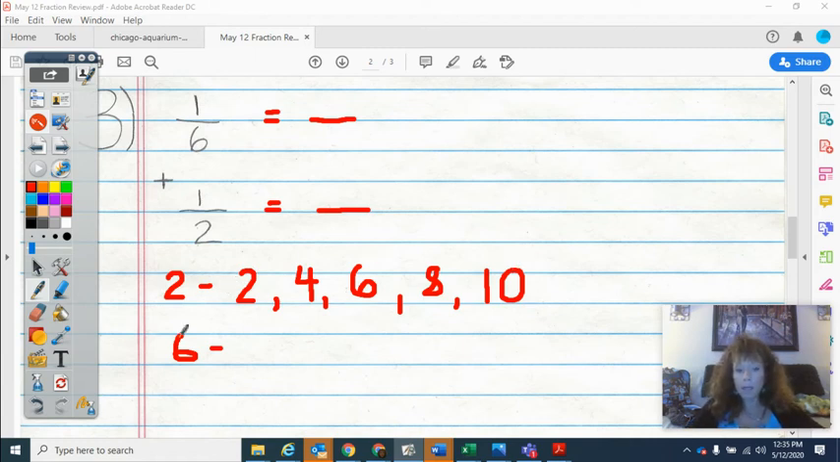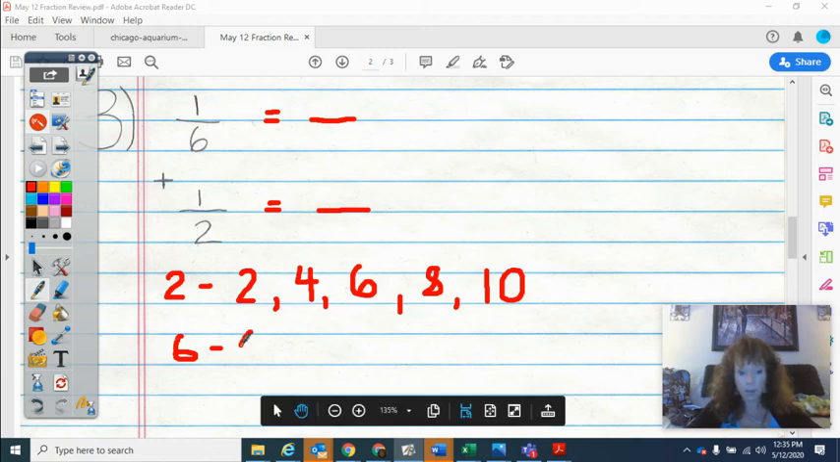So now I'm going to list the multiples of 6, starting with 6 times 1, 6. 6 times 2, 12. And there go the dogs. 6 times 3, 18. 6 times 4, 24. 6 times 5 is 30.